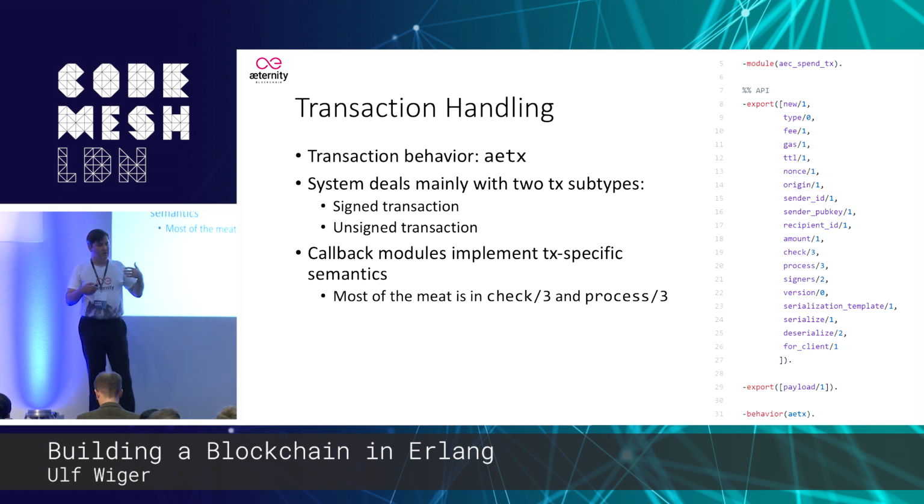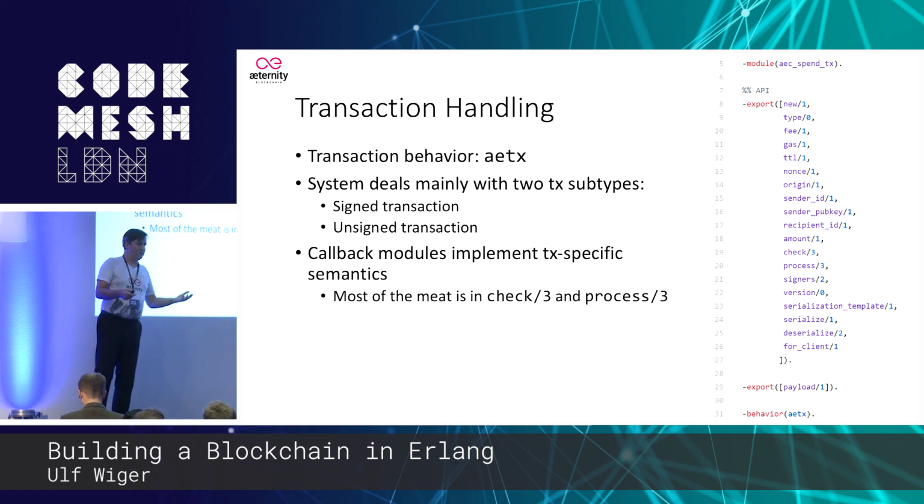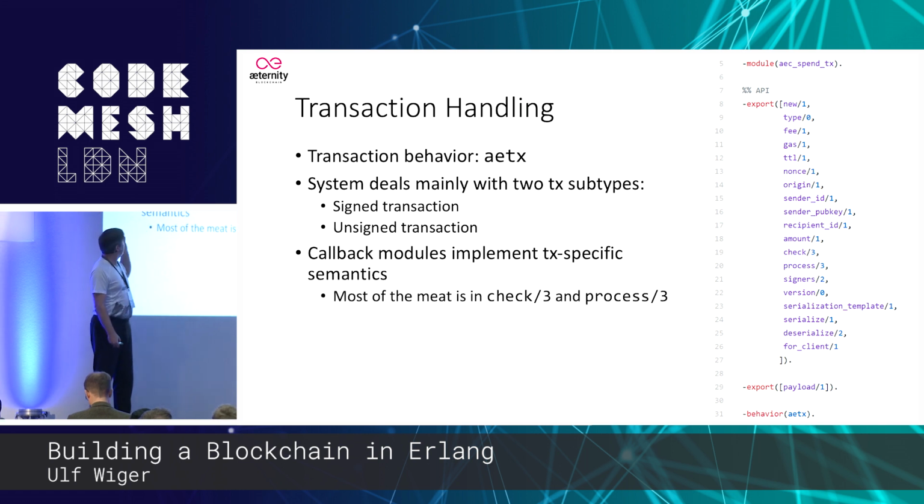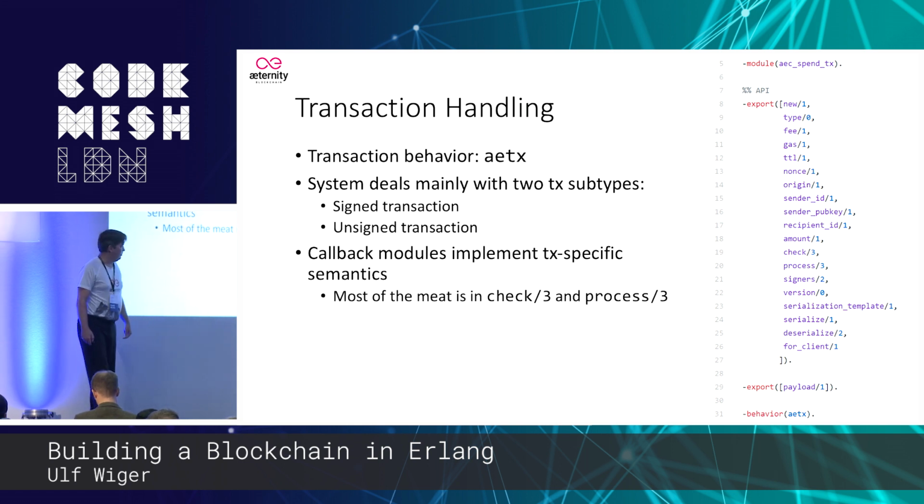And then the consensus algorithm basically just verifies that a transaction is signed, verifies the signatures, and then processes, unpacking the unsigned transaction and doing work on that.